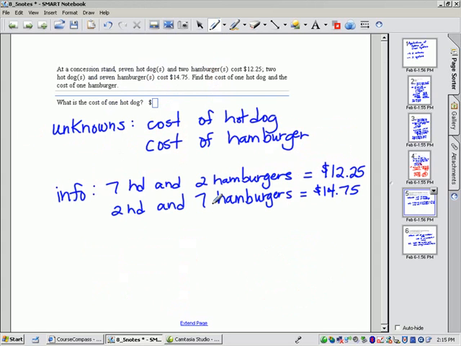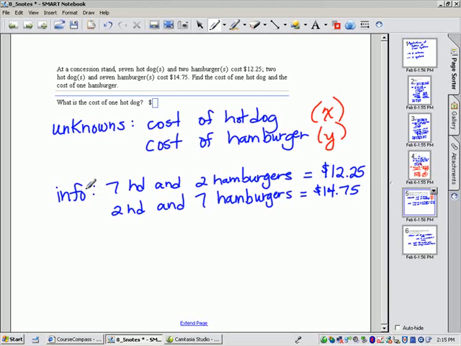Another problem is at a concession stand. 7 hot dogs and 2 hamburgers cost $12.25. 2 hot dogs and 7 hamburgers cost $14.75. Find the cost of 1 hot dog and the cost of 1 hamburger. So our unknowns in this problem are the cost of a hot dog and the cost of a hamburger. Let's just let x represent the cost of the hot dog and y represent the cost of the hamburger.